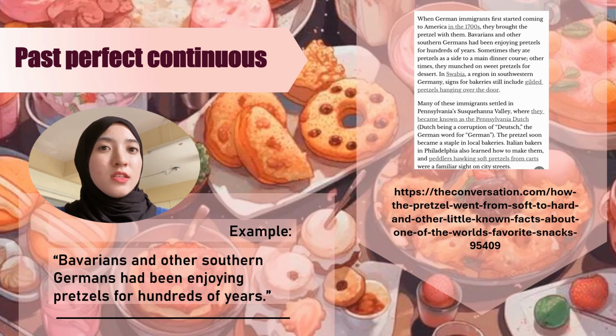Bavarians and other southern Germans had been enjoying the pretzel for hundreds of years. In this sentence, it is "had been enjoying." Enjoying is verb plus -ing. So this is the past perfect continuous tense.